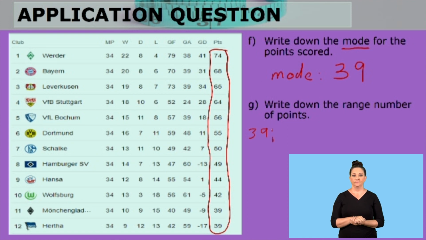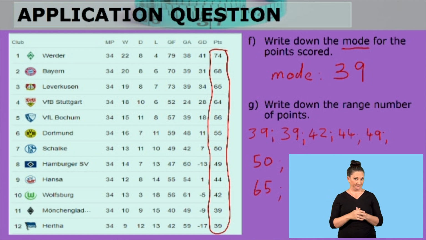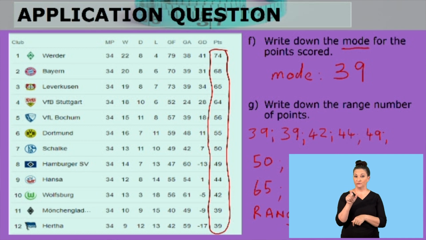39, 39, 42, 44, 49, 50, 55, 56, 64, 65, 68, and lastly, 74. So I've arranged all the values in ascending order. Then, to find the range, I take the last value, 74, and subtract the first value, which is 39, and the range comes out at 35.